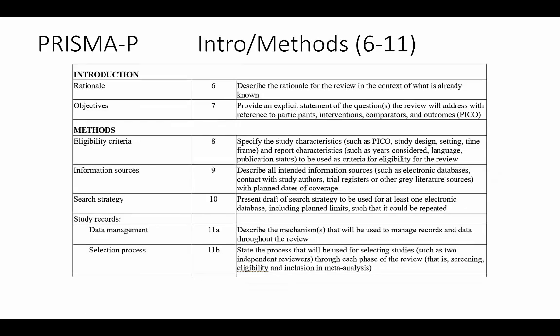And then in the next part, you get into that rationale. So remember, part of the proposal was to figure out that rationale. So that is a part of the protocol as well. And what's their objective, which usually includes the framework. Get into the eligibility criteria. What are the databases that are going to be searched? And number 9, a search strategy for at least one database.